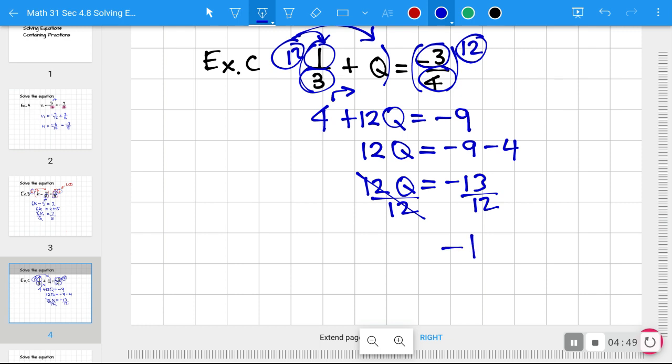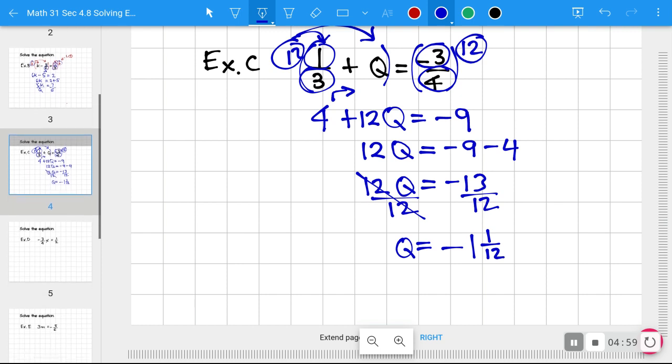You could write this as negative 1 and 1/12 if you wanted to unravel the number. But I'm okay with you leaving it as an improper fraction.